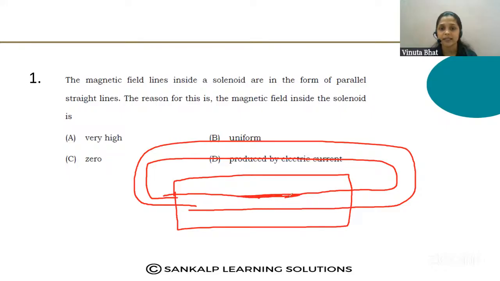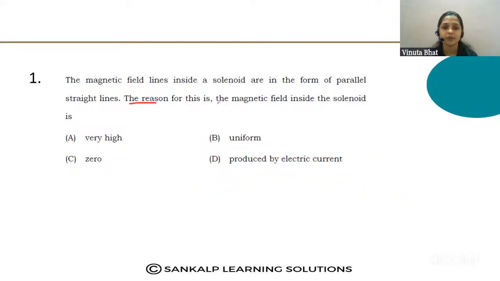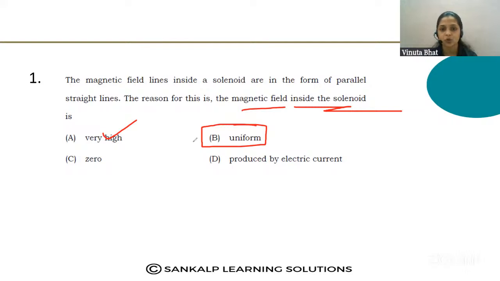So they are straight lines and they are parallel. So here also in the solenoid, the reason for this: the magnetic field inside the solenoid is very high, uniform, zero, or produced by electric current? The magnetic field inside the solenoid is uniform. It is not very high, not zero, and not produced by an electric current. The correct answer is option B.